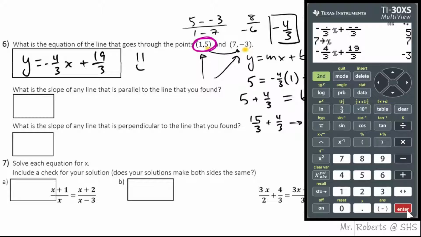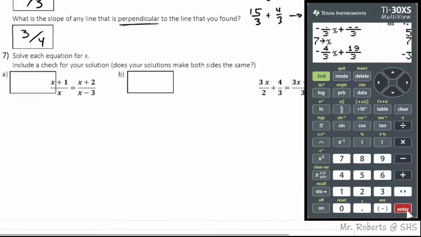So any line that is parallel to this line would have to have a slope of negative 4/3. And any line perpendicular to this would have to have a slope of positive 3/4, right? So we're thinking both here: opposite in sign. It was negative, it became positive, and reciprocal. Fabulous. All right, let's take a look at this next problem.